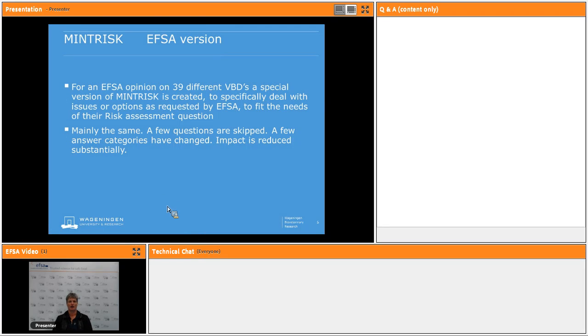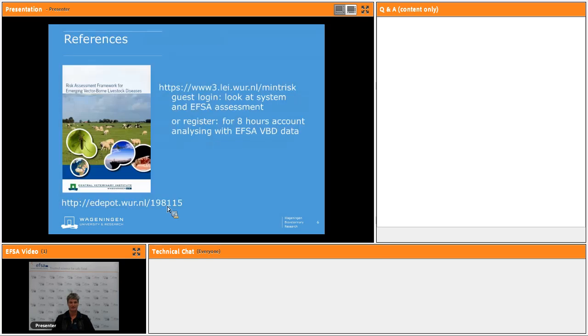A special version of MintRisk is developed for EFSA because EFSA wanted to do a risk assessment of 39 different vector-borne diseases, and they wanted a risk assessment from the full length of introduction of the infection, and including also how big is the epidemic going to be if the infection gets in, and what is the impact going to be. The EFSA version of MintRisk is mainly the same, but several questions have been skipped, a few answer categories have been changed specially for their version of the model, and the impact is reduced substantially. And with impact, I mean the number of questions regarding impact.